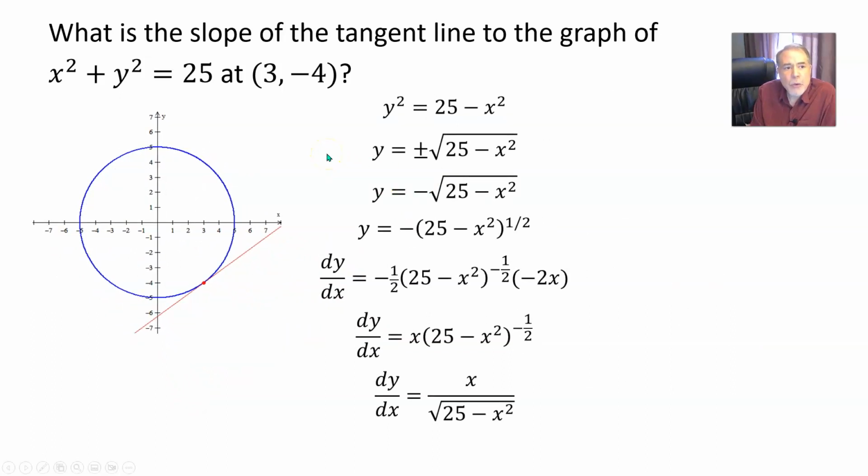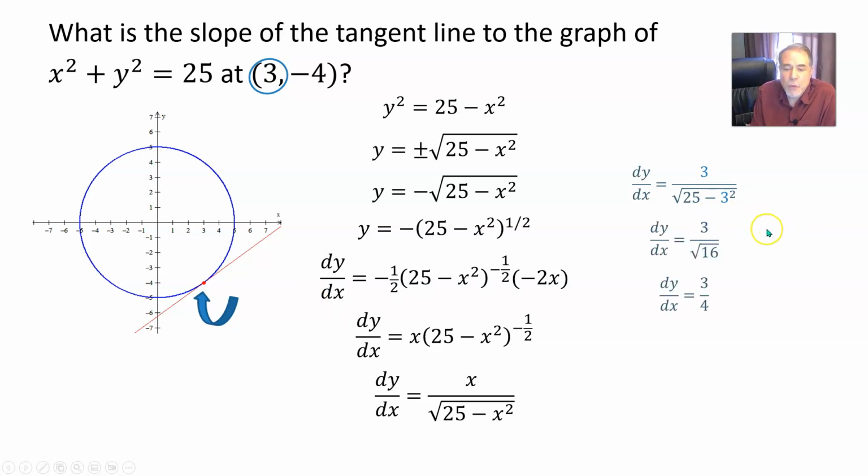Now we want to evaluate that at that particular point where x is 3. So if I plug in 3 for x, we got 3 over the square root of 25 minus 3 squared, which is 3 over 4, 3/4. So this tangent line has slope 3/4. Now, that wasn't too bad, but it did get a little messy.